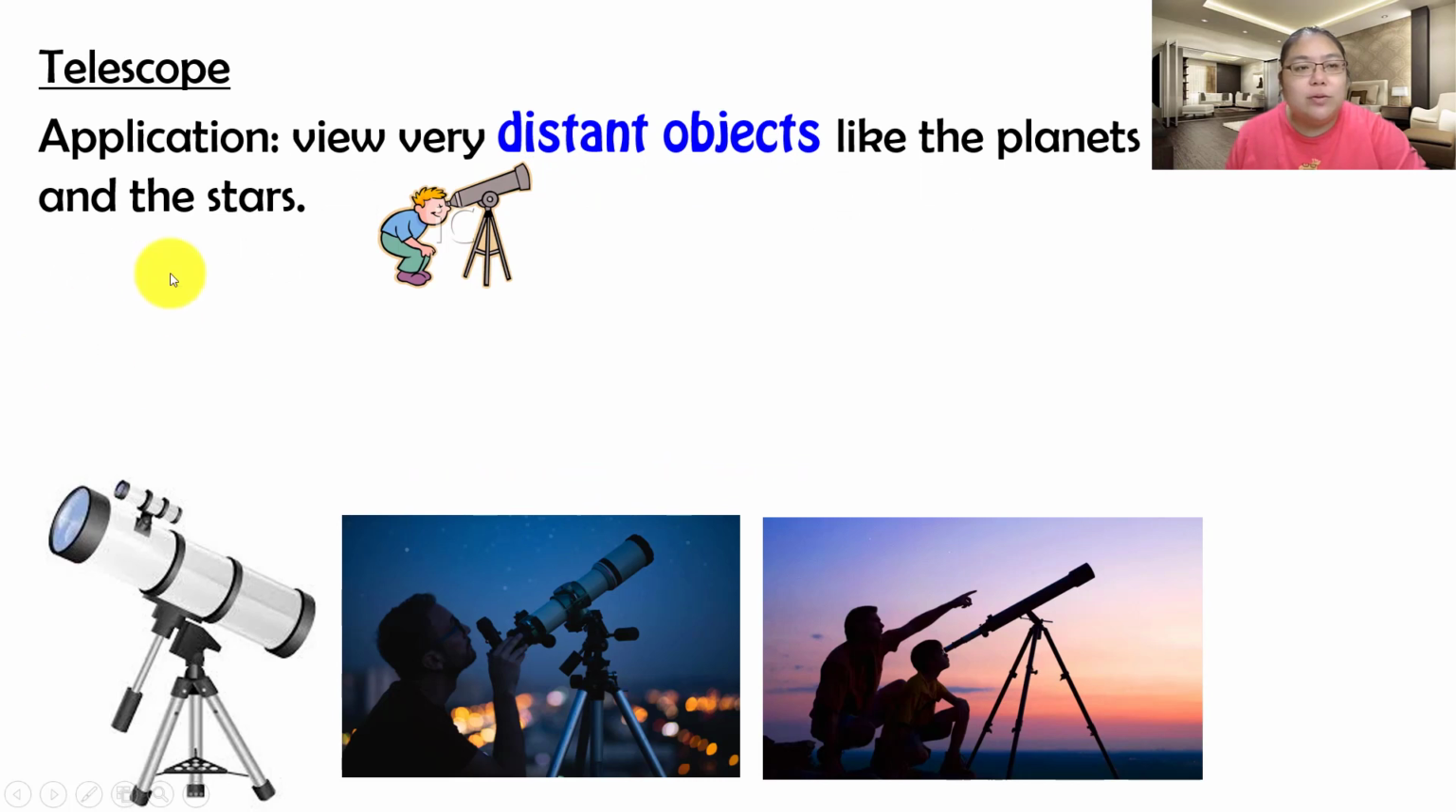First, we need to know the application. They view distant objects like the planets and also the stars. They want to see objects that are very far. If they are very far, it means for sure the rays are parallel lines, is it? Okay, now we continue.